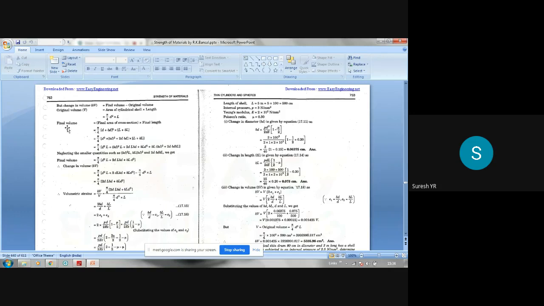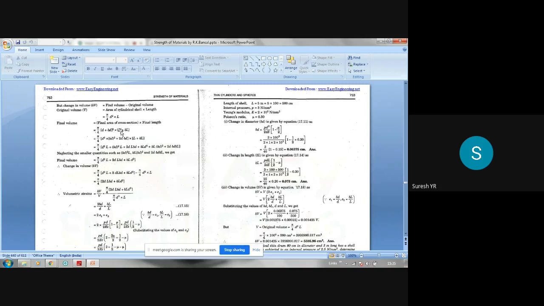Now, what is the final volume? Final volume is nothing but final cross-sectional area multiplied by final length. What we have taken, final diameter is d plus delta d. So final area will be pi by 4 into (d plus delta d) whole square, into final length, which will be L plus delta L.